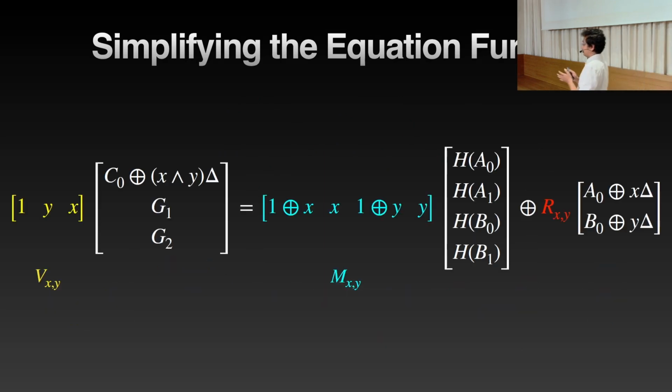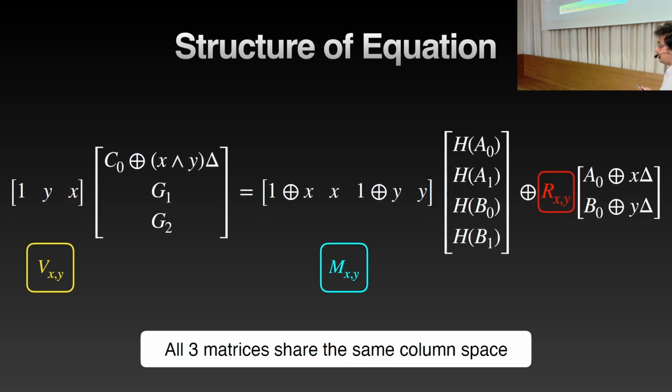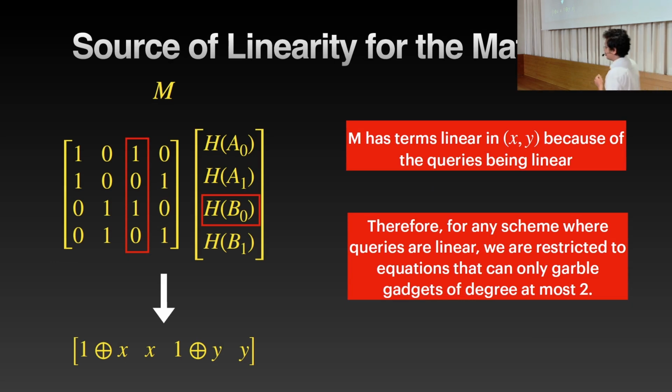So now we just have a cleaner structure that we can study, where we have everything rewritten in terms of X and Y. And one major observation we can make here is that all these three matrices should share the same column space, or at least in this case, R of X comma Y can be a subspace of M of X comma Y, so the column space of M XY. But in the end, they should have some commonness in the column space. And that is where, going back, I just want to discuss why the source of linearity is present in this set of equations.